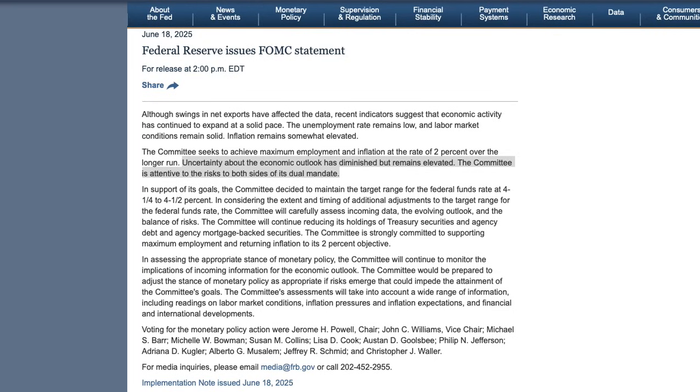So they removed a statement about a risk of higher unemployment and higher inflation. They did say here, highlighted, uncertainty about the economic outlook has diminished but remains elevated. So things have gotten better, but the risks remain elevated, which I would say is probably an accurate statement. They say that they are attentive to the risk to both sides of their dual mandate. The Fed's mandate is stable prices, so stable inflation, and full employment, so low unemployment. Those are the two sides of the Federal Reserve's mandate.